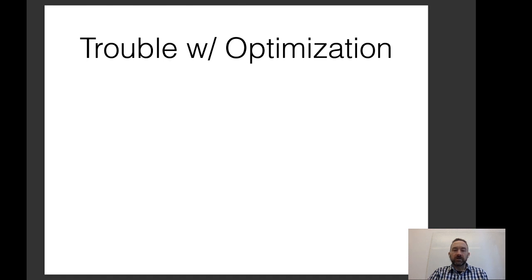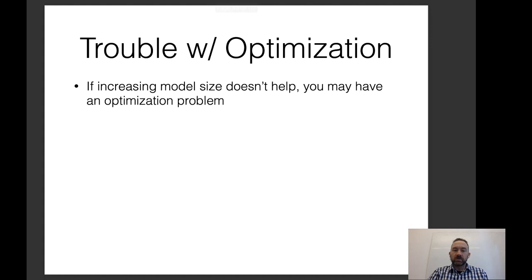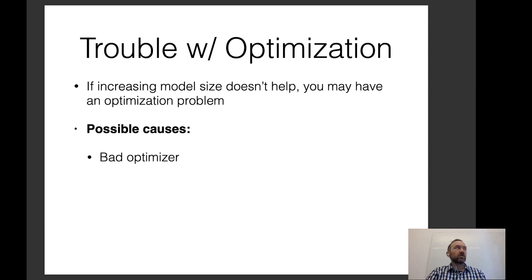Another issue you could be facing is trouble with optimization. If increasing model size doesn't help, you may have an optimization problem. Some examples of this can include that you are using a bad optimizer. Very often in neural network models, recently we use Adam as an optimizer. So if you're using something else like SGD, you may have issues optimizing. And even Adam itself is not sufficient, and you might need a special learning rate or something like this if you're using transformer models, for example.